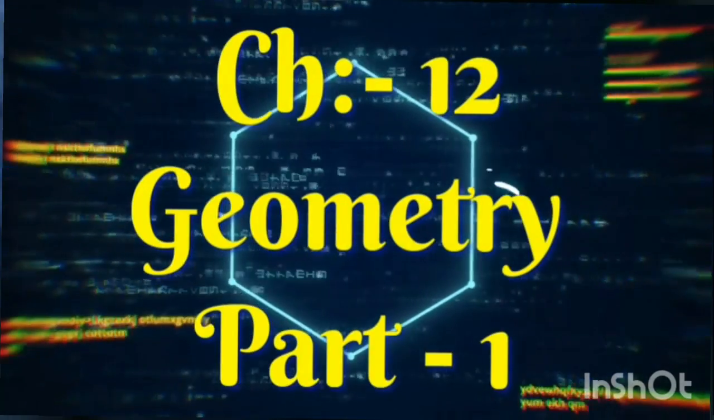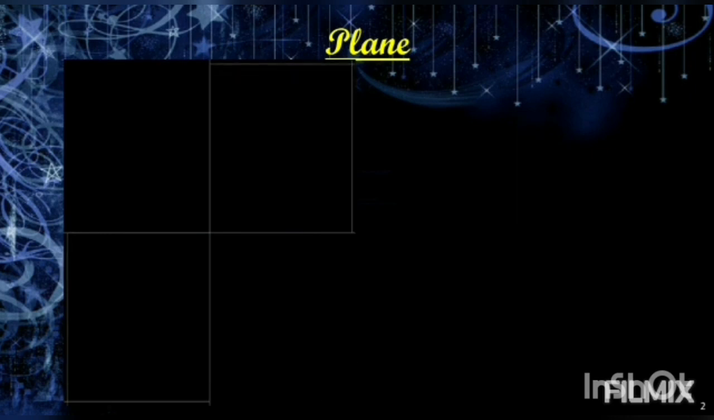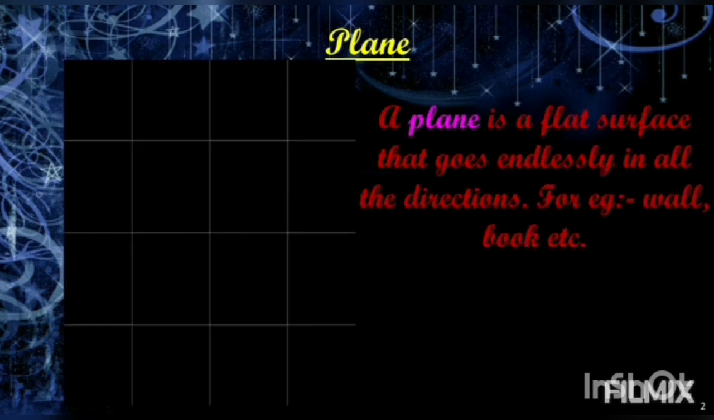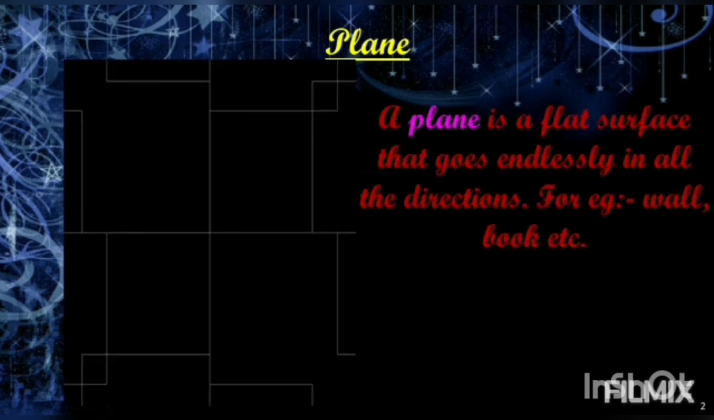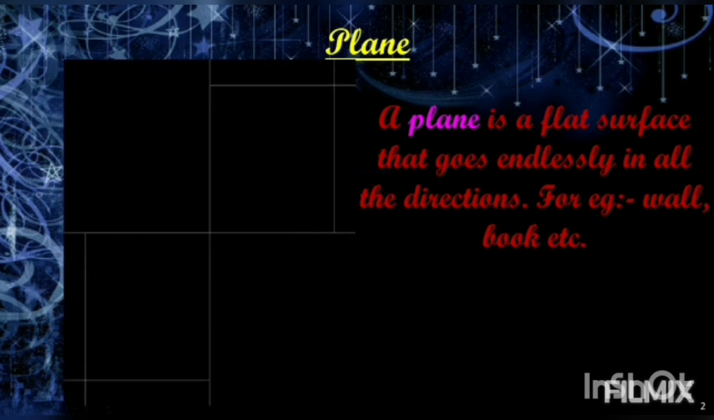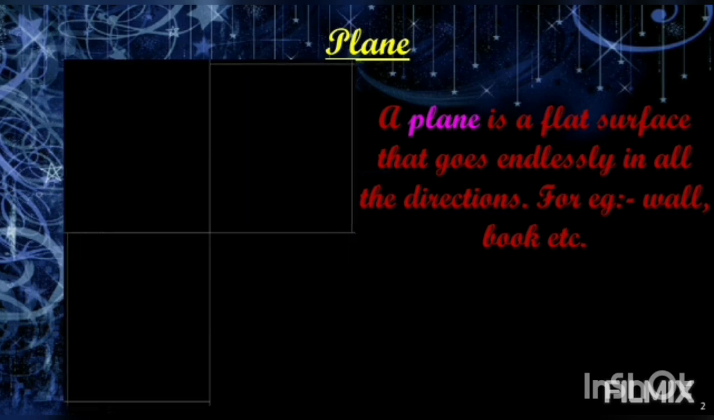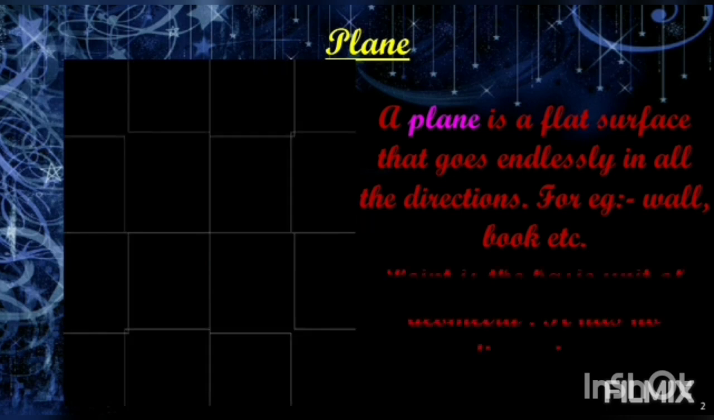Before we start, let's have a look at the important terms in the chapter. Our first term is plane. A plane is a flat surface that goes endlessly in all directions. For example, wall, book, etc.